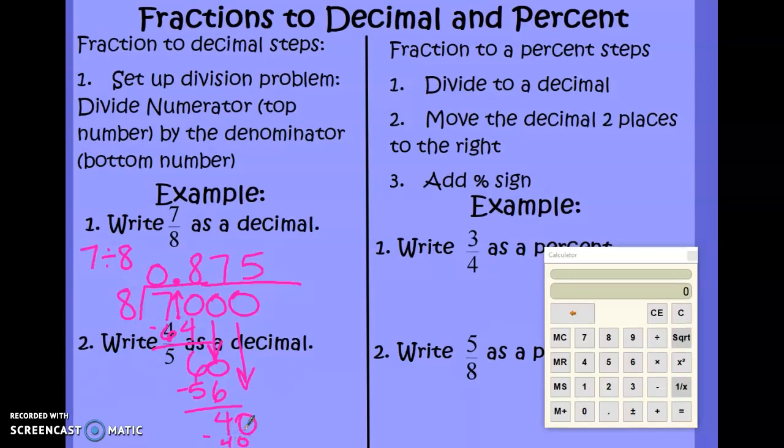Which does give us 0, so now we have our answer. So 7/8, or 7 divided by 8, is 875 thousandths.